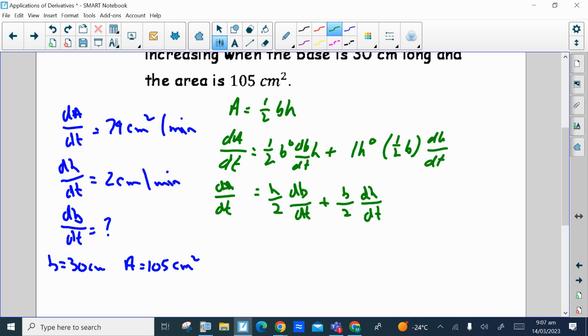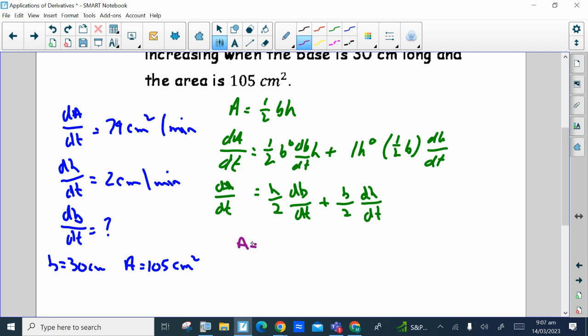So if we look at this, we need h, which we don't have. However, we do have the fact that the base is 30 and the area is 105, so we can use those two along with the area formula for a triangle to find out what h is at that point. So we're going to have to do that before we can get our answer.